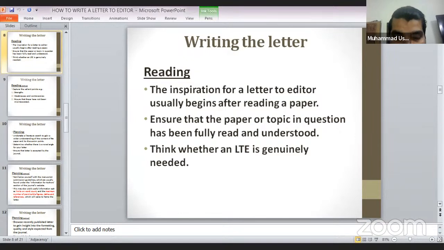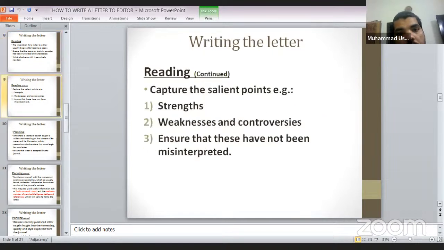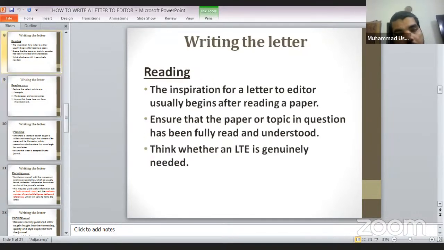You should make sure that you have studied, reviewed, and understood the topic and all the misconceptions, or if you think there is a misleading point, you should make sure you have studied it thoroughly and understood it thoroughly. Then you should decide whether a letter to the editor, or LTE, is genuinely needed or not. It should not be just a letter for the sake of writing one. There should be a reason and a purpose.